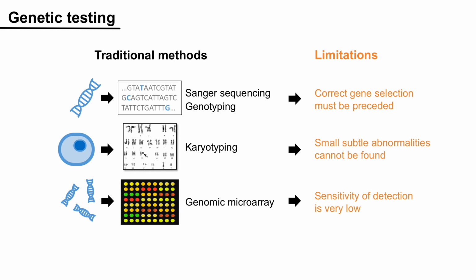These methods are useful, but they have some limitations. 1. You should select the gene correctly before Sanger sequencing and genotyping. 2. Small and subtle abnormalities in chromosomes cannot be found with karyotyping. 3. The sensitivity of detecting disease-causing genes using genomic microarray is very low.